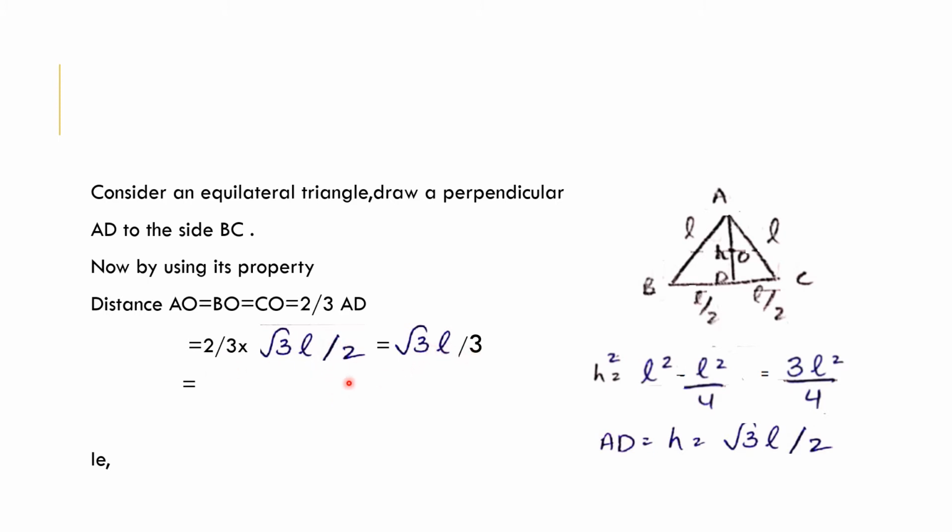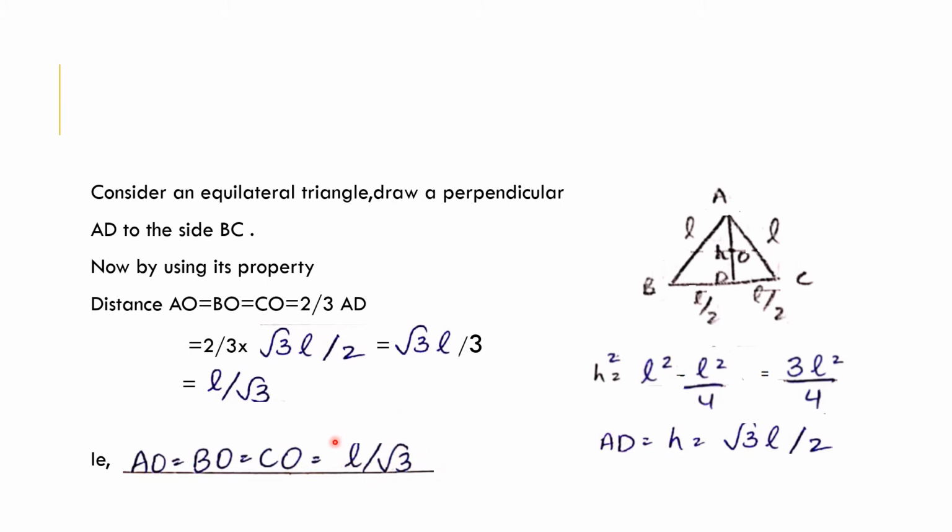Just write it down and see the cancelling: 2 cancels, and we get root 3 L by 3. Again, multiplying numerator and denominator with root 3, we'll get L by root 3. The simplification of root 3 by 3 is 1 by root 3. So we are getting the distances AO, BO and CO as L by root 3. So this is the distance we are getting.